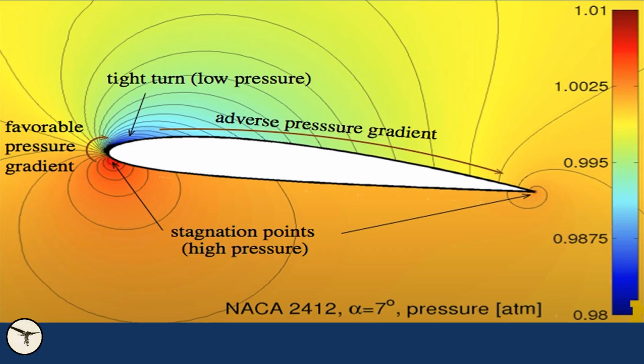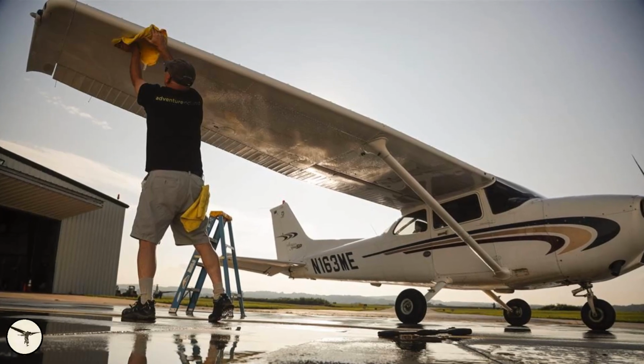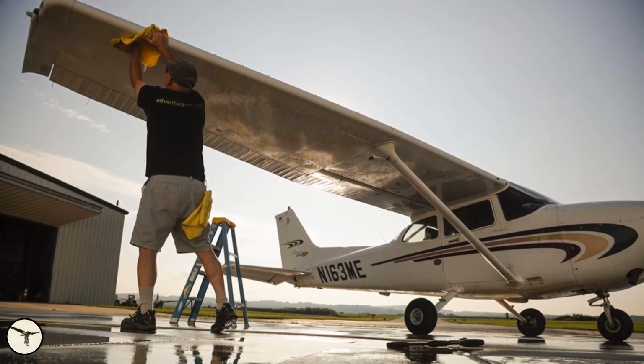This image shows the static air pressure distribution around an airfoil. The black and blue areas are low pressure. The red area is high pressure. Notice how low the pressure is around the upper part of the leading edge. This is where most of the lift is created. And this is why it is so important to keep the leading edge clean and smooth.